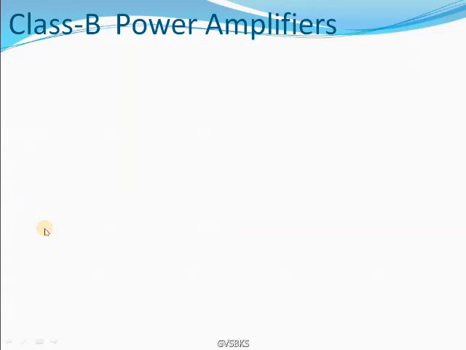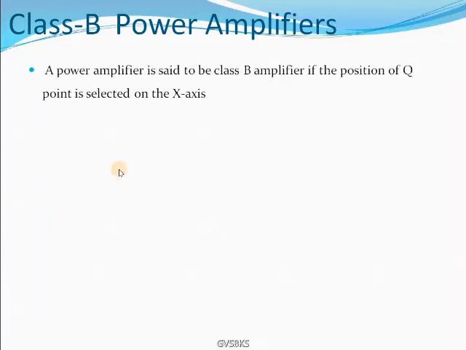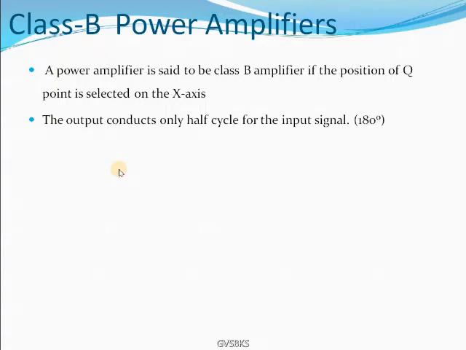Good morning, students. Today we are going to discuss Class B power amplifiers. In a power amplifier, if we select the Q point on the x-axis, then that type of amplifier is called a Class B power amplifier. In Class B power amplifiers, the output signal reproduces only half a cycle of the input signal, which means that 180 degrees will be reproduced at the output.